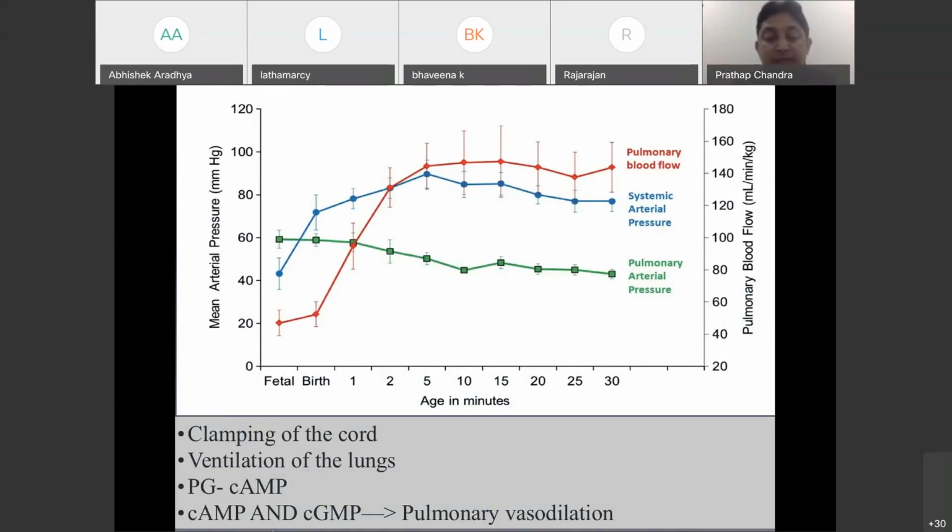Plus, there are some other cyclic AMP and cyclic GMP related pulmonary vasodilatation. All this happens just at the time of birth and just after the time of birth, right? So this plays a very, very important role in a smooth transition of fetal to postnatal life for the babies.